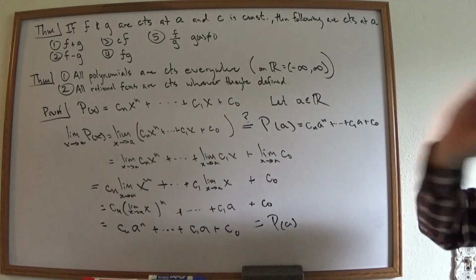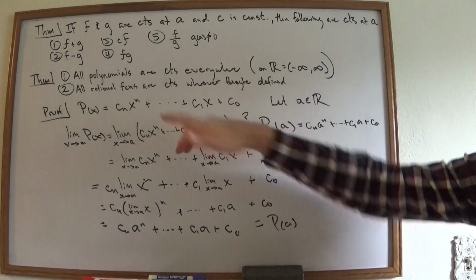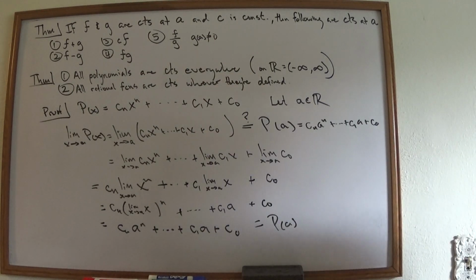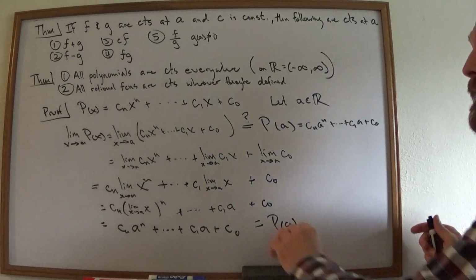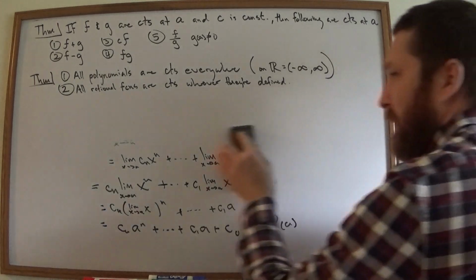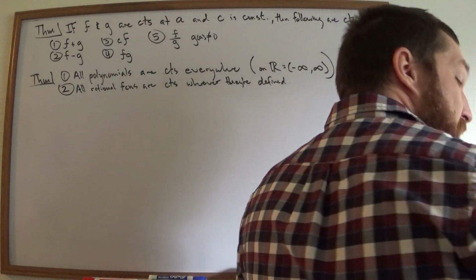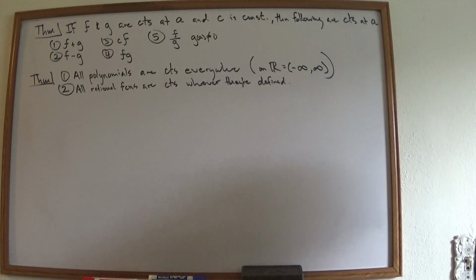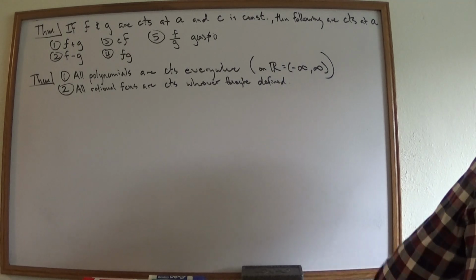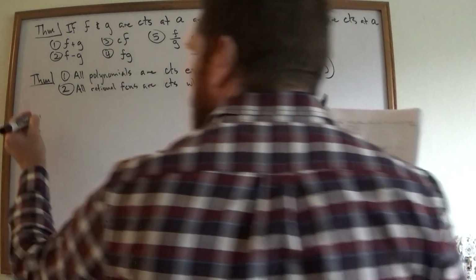Rational functions are the same. Why? Because the only place they're not defined is when the denominator is equal to 0. Same proof, really. So, everybody buy it? Polynomials are continuous everywhere. Rational functions are continuous everywhere that they're defined. Wherever you don't divide by 0, they're continuous. Okay? Another theorem.